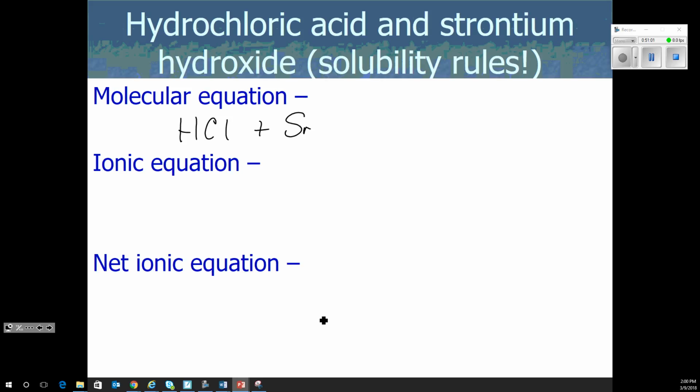Strontium is in the second column. It has 2 hydroxides with it. One of these is a strong acid, one is a strong base. Because of that, they're both going to be aqueous, meaning they'll dissolve into ions right away when hit with water.